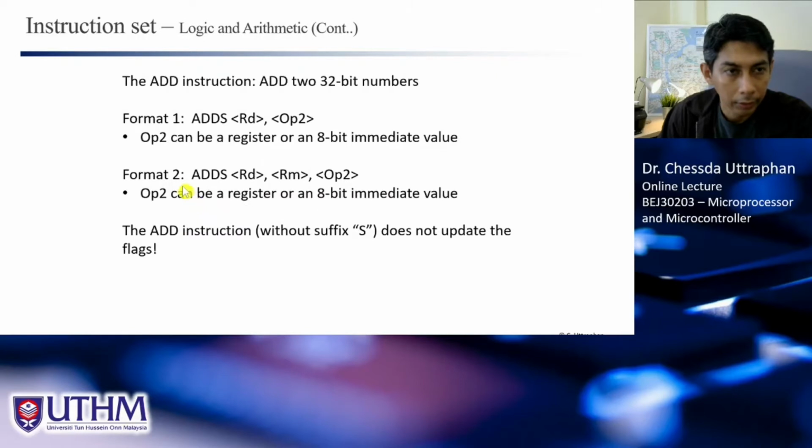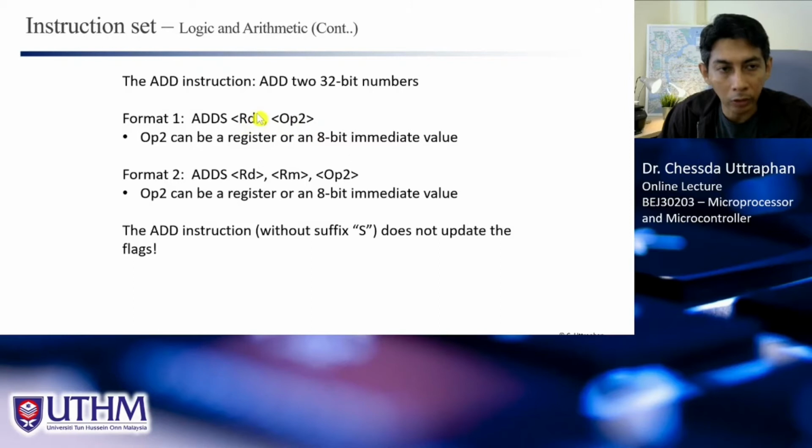Let's look at the first arithmetic instruction, which is the add instruction. The add actually uses the adder in our microprocessor, and of course the adder is in the ALU. This is the instruction format where we have ADD, ADDS. RD is the destination register with OP2. OP2 is called an operand. This operand can be a register or an immediate value, and the value is an 8-bit immediate value.